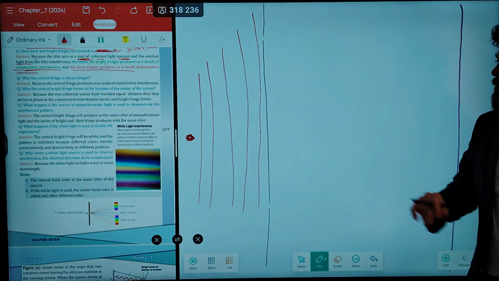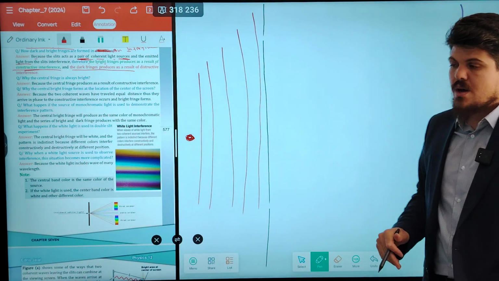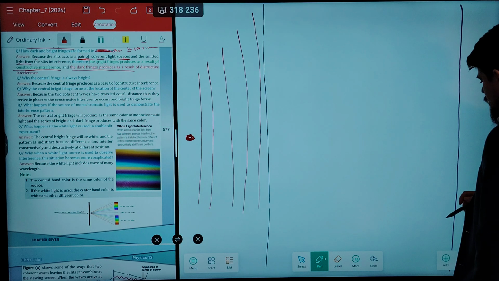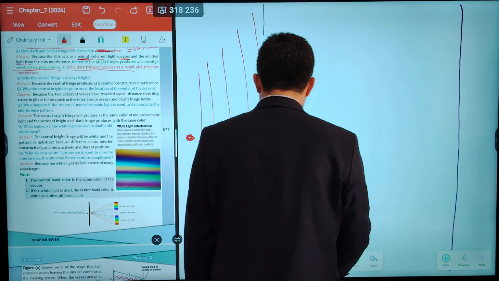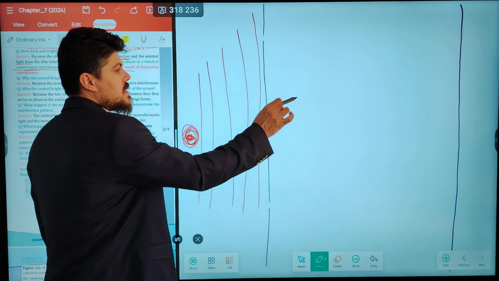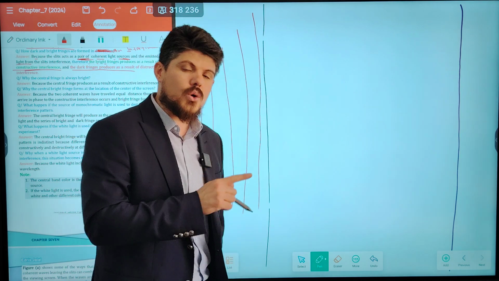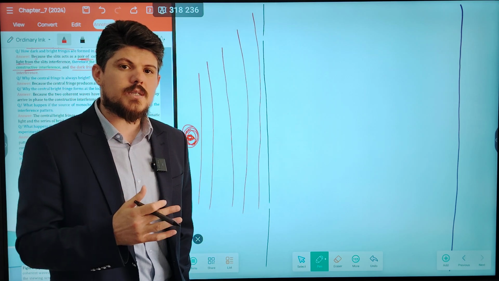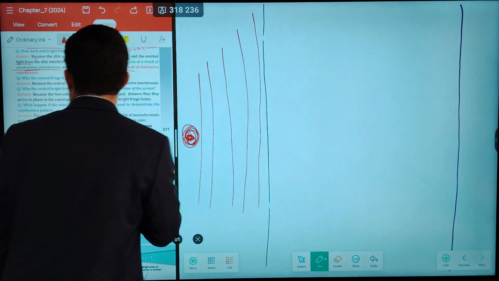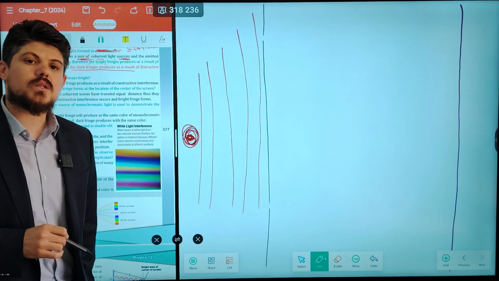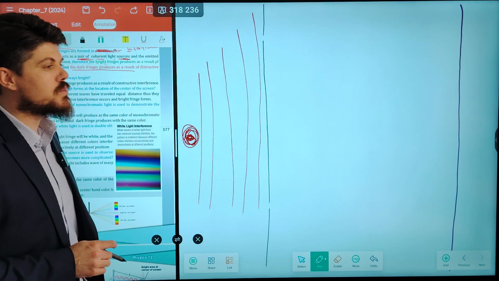guys, in double slit interference, when the light passes through the two slits, the center of the screen always becomes a bright fringe. The central fringe, which is called the central maximum, always becomes the same color as the source. The center of the screen is bright or dark? Bright. Always? Yes, always. The central fringe always becomes bright and has the same color as the source. Why is the central fringe always bright? Because the interference there is constructive and the path difference between them is 0.